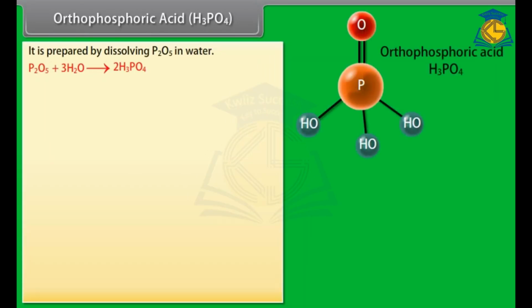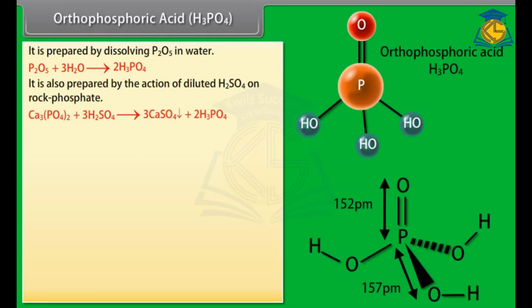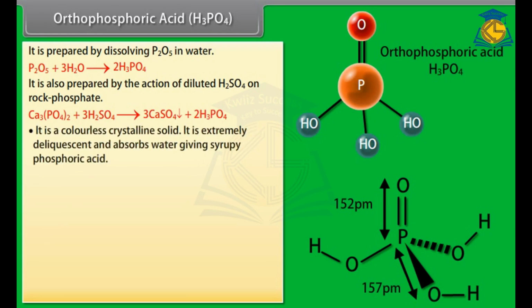Orthophosphoric acid, H3PO4. It is prepared by dissolving P2O5 in water. It is also prepared by the action of diluted H2SO4 on rock phosphate. It is a colorless crystalline solid. It is extremely deliquescent and absorbs water, giving syrupy phosphoric acid. It is a tribasic acid.